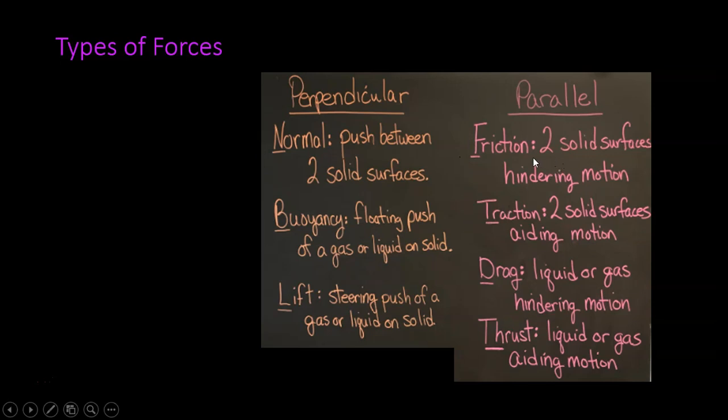An example of friction would be when you apply the brakes to your car. The force between your car tires and the road is acting to hinder the motion of the car, so we would call that friction. On the other hand, when you step on the gas pedal to pull away from an intersection, the force between your car tires and the road is aiding the motion, causing the car to speed up, so we would call it traction.